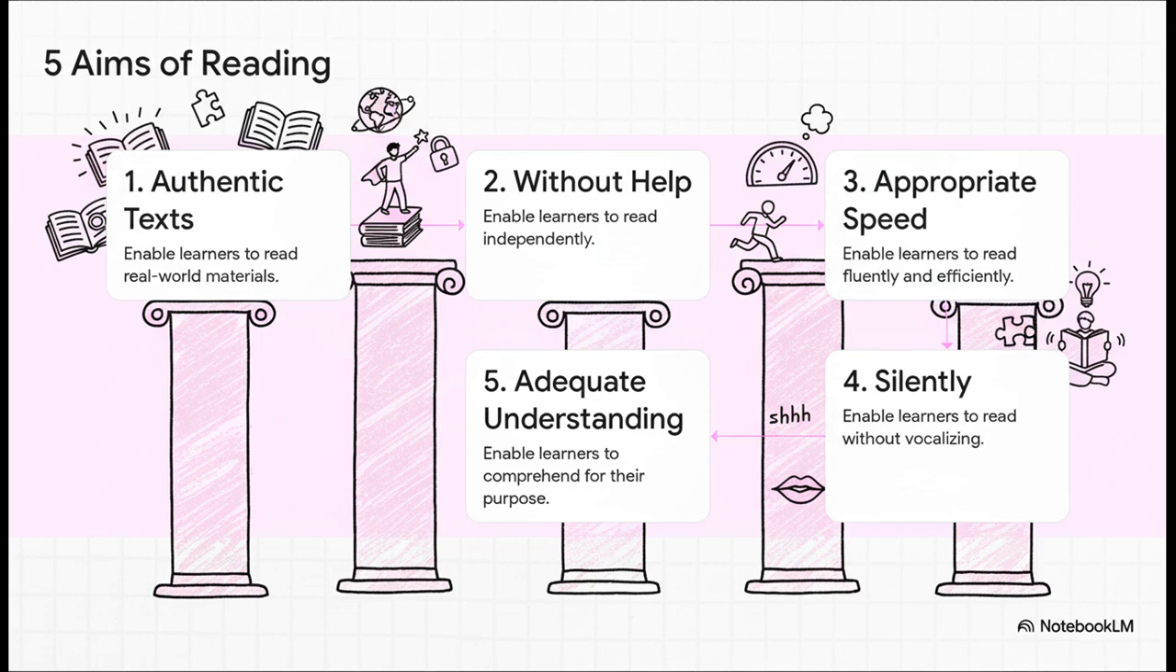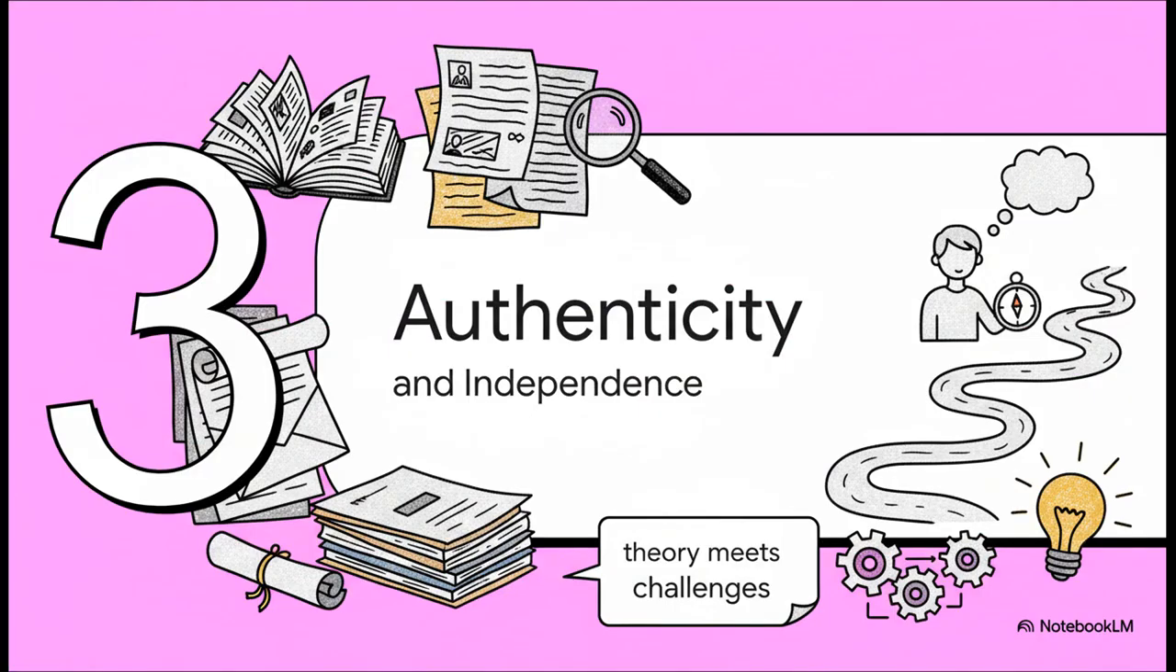A truly successful reading program should get learners to a point where they can read authentic texts, where they can do it without your help, where they can read at a good speed, where they can read silently, and finally, where they can read with adequate understanding. These 5 aims are the pillars for everything else we're going to talk about. So let's really dig into those first 2 aims, authenticity and independence.